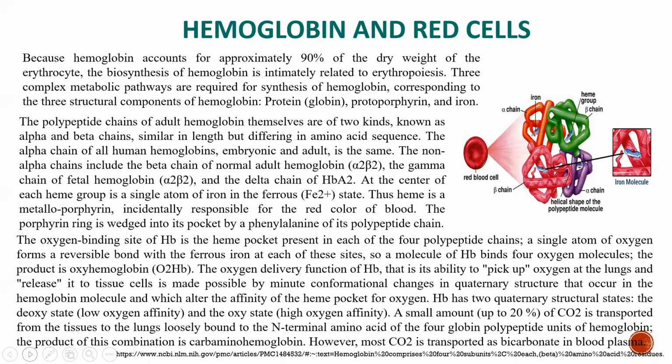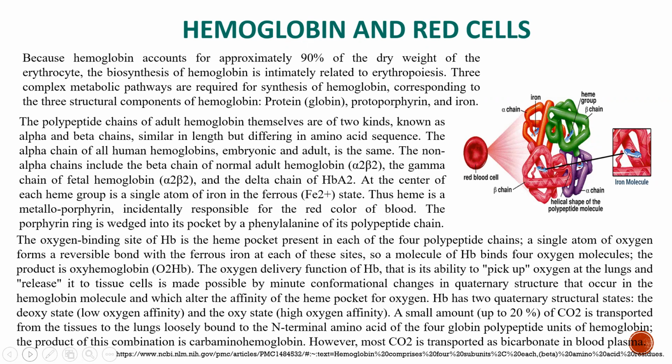The oxygen delivery function of hemoglobin, that is, its ability to pick up oxygen at the lungs and to release it to the tissue cells, is made possible by minute conformational changes of quaternary structures that occur in the hemoglobin molecule and which alter the affinity of the heme pocket for oxygen. Hemoglobin has two quaternary structural states, the deoxy state and the oxy state.